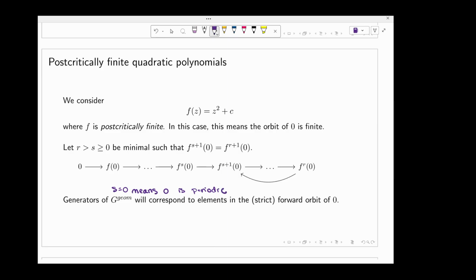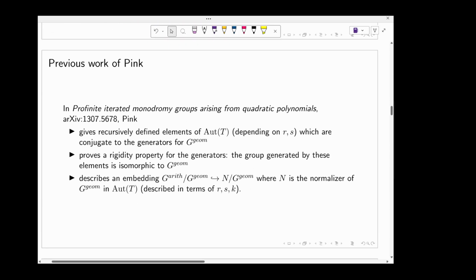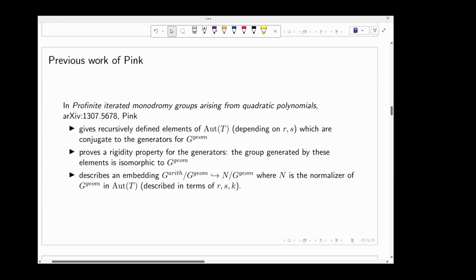Okay. So now these generators that I mentioned on the last slide are going to correspond exactly to the elements in this forward orbit. So there are going to be r of them. Our work is going to build on previous work of Pink that does use these generators kind of carefully. So in this unpublished work from 2013, Pink, first of all, gives recursively defined elements of the automorphism group of the tree, which depend on the r and s defined on the last slide. And these are going to be conjugate to the actual generators for G-geom.